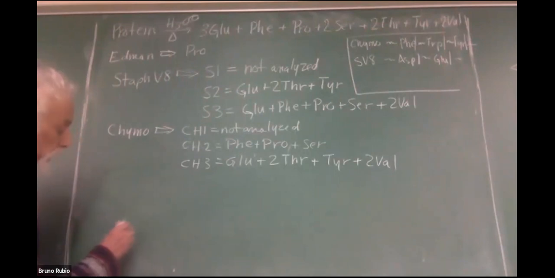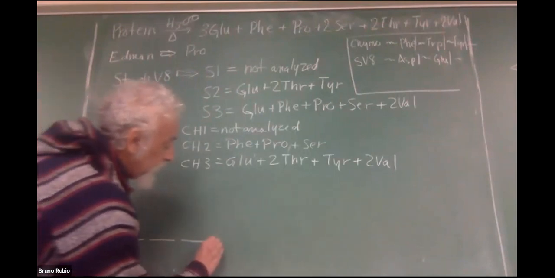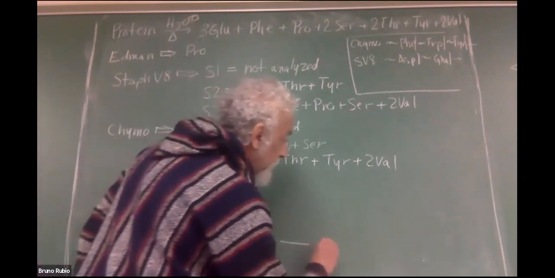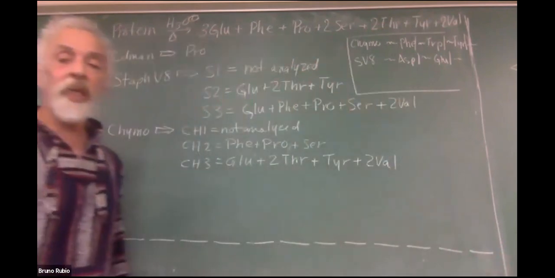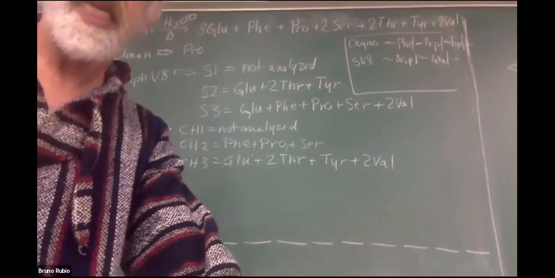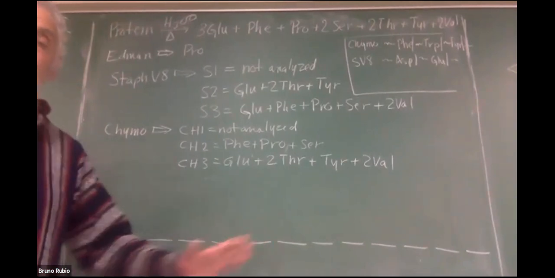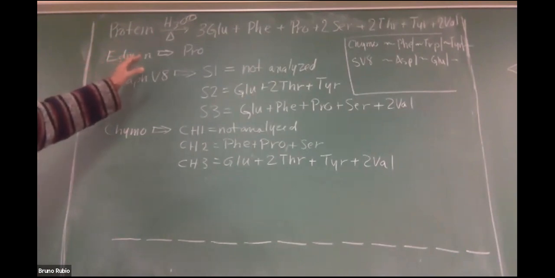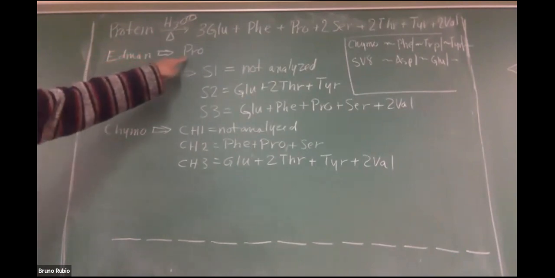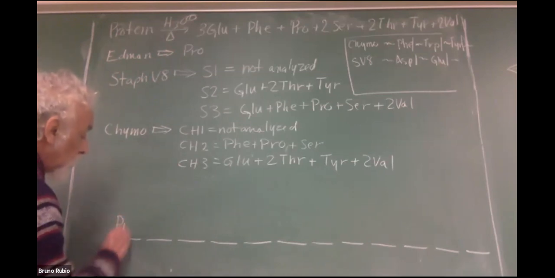So I'm going to put 1, 2, 3, 4, 5, 6, 7, 8, 9, 10, 11, 12 little hash marks there, and that indicates the 12 amino acids that I'm going to find a home for in the primary sequence. Now we can start using some of this data. The Edman is telling us that the first amino acid, the N-terminal amino acid, was proline.